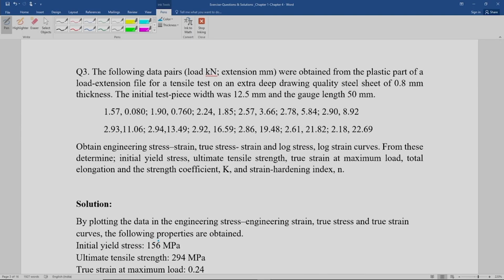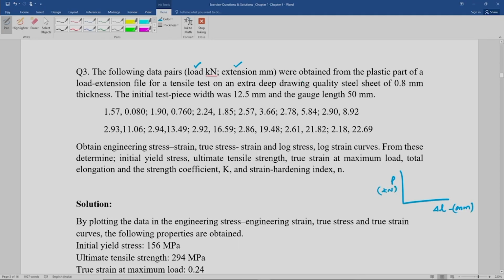This is a typical test data they have given. Third problem. You can see that the following data pairs, one is load, the other one is extension. So, load, extension or displacement, you can say delta L. This will be in mm, and this they have given in kilonewton. I am drawing like this.